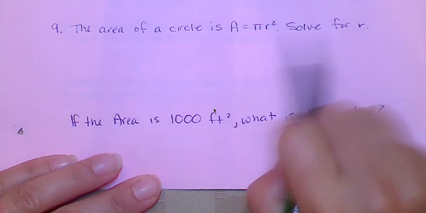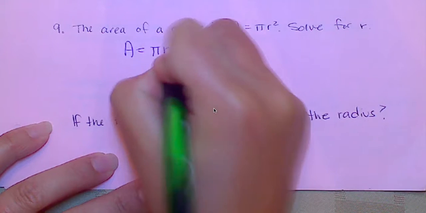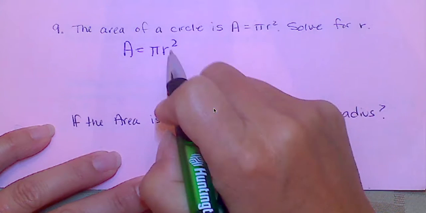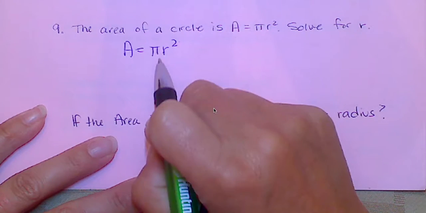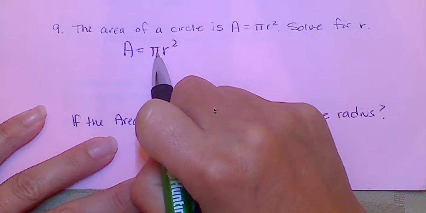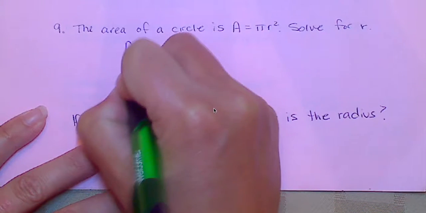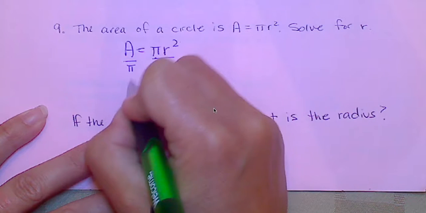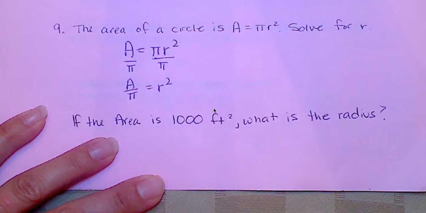So if we want to get r alone, first I'm going to rewrite A equals pi r squared. R is being squared, but it's also being multiplied by pi. So we want to get rid of the pi first. So since they're being multiplied, what we can do is divide both sides by pi. So we get A over pi equals r squared.